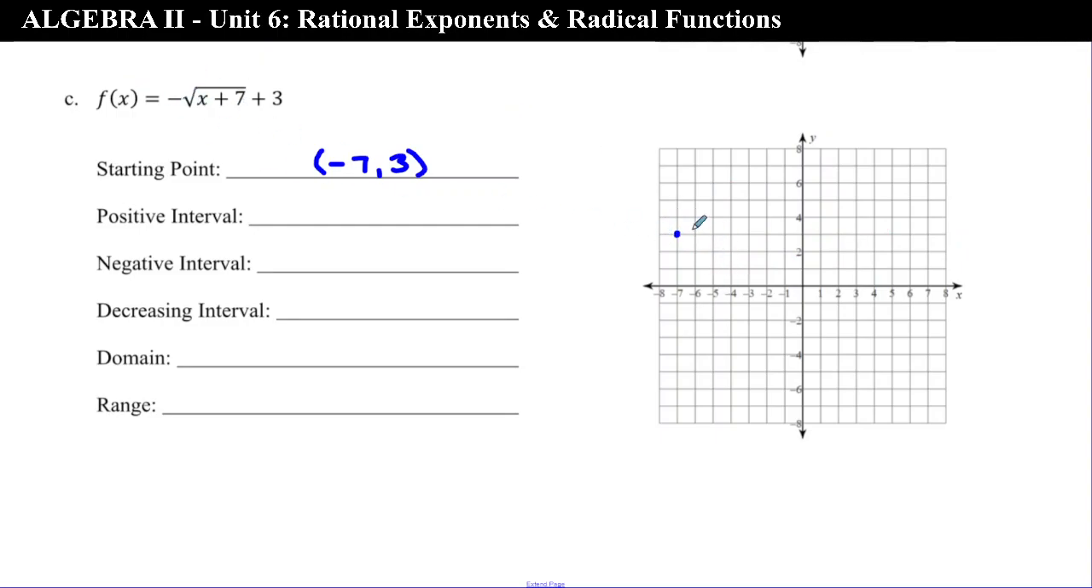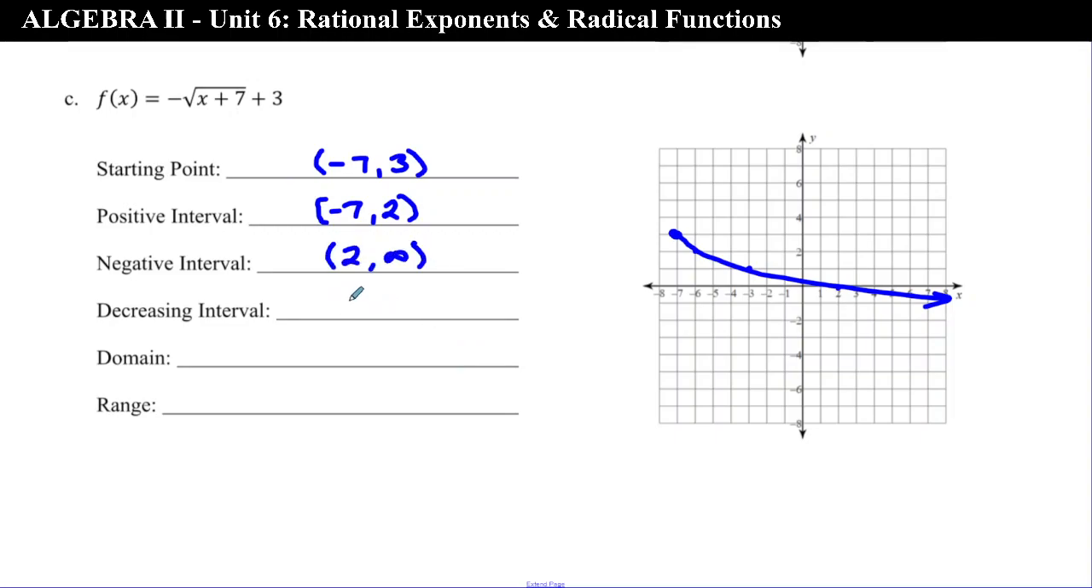There's no stretch or compression, so we're going to go down 1 over 1, down 2 over 4, down 3 over 9, and then we're going to draw our function. And so there's our function graphed. Our positive interval goes from -7 to 2, and we're positive at -7, so we include the -7, but not the 2 because the 2 is on the axis. Negative interval from 2 to infinity.